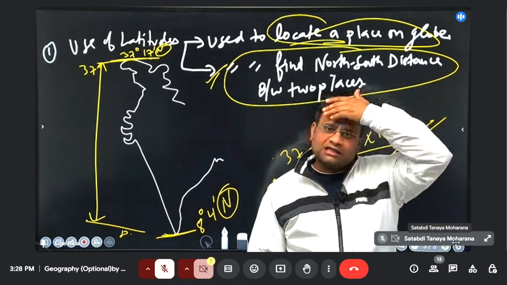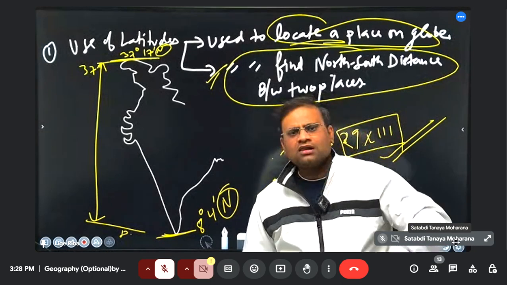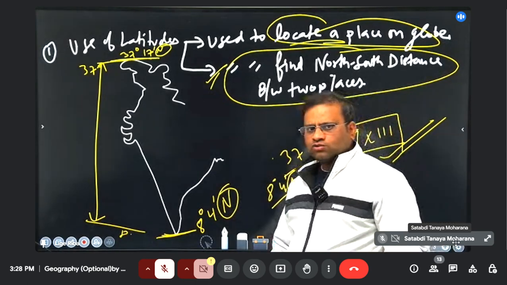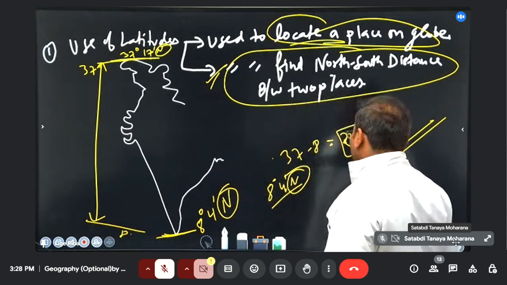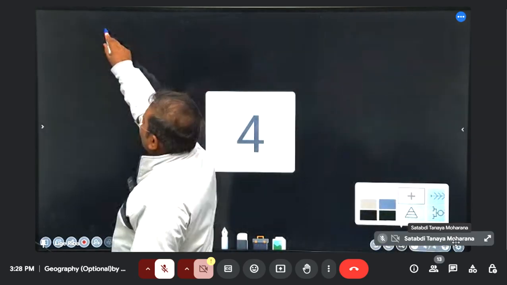Every time in IAS prelims, two or three questions, or sometimes one, are asked from this basic part of geography. Like this year also, two questions are there. You will see what these questions are. So that is the use of latitudes. Okay, now come to the next one.